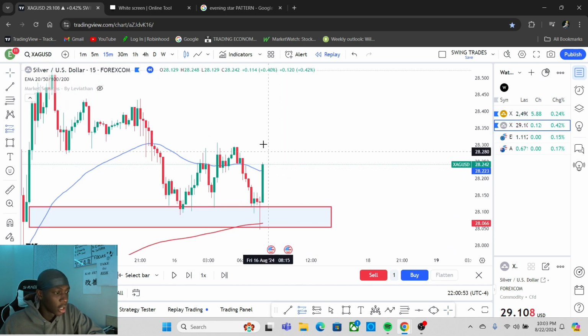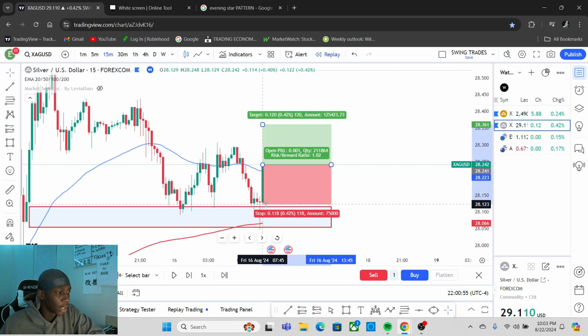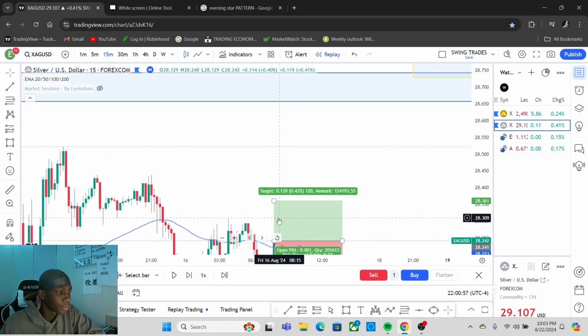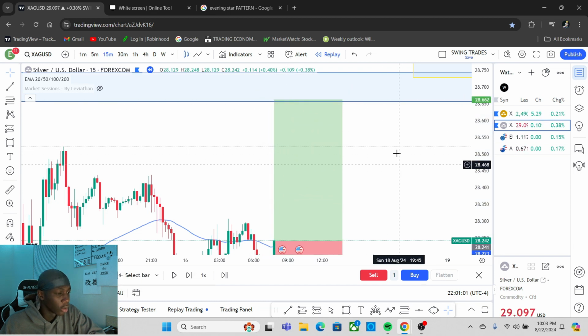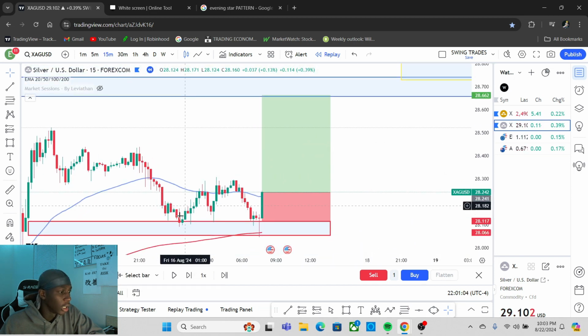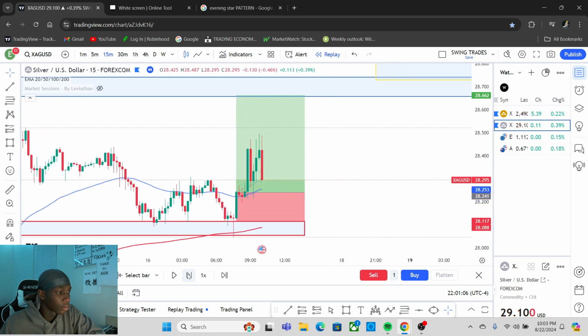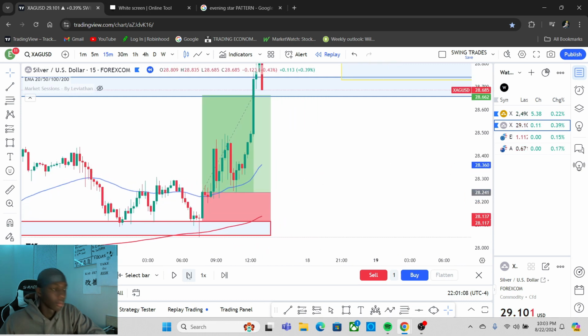So then, theoretically, after this, I put my entry right there, put my stop loss right below it, and I'll be targeting a 1 to 2 or 1 to 3. So I'm going to put this all the way up here to this area of interest. And then let's see what the trade did. See, this is not a setup. This is just random stuff that I saw on the chart.